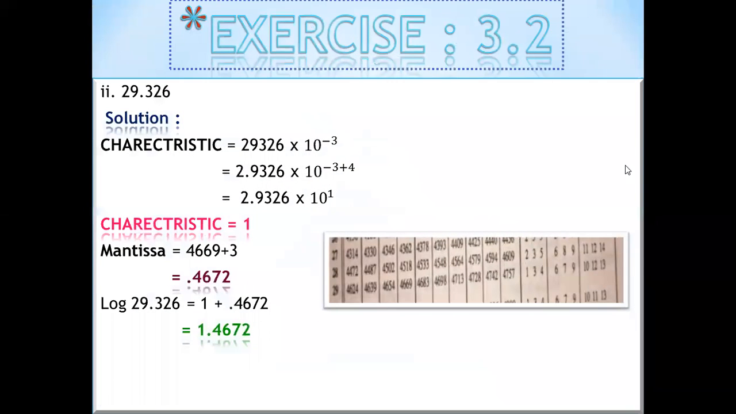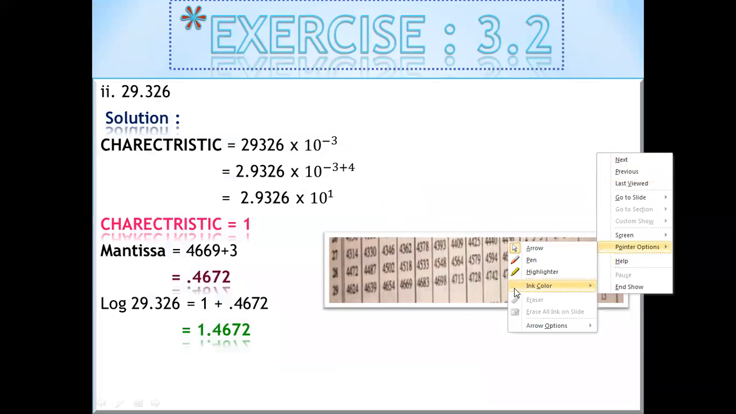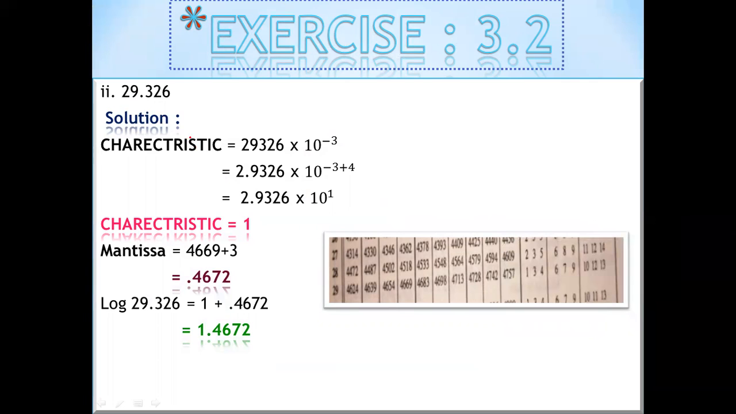Now come to the next question. This is 29.326. Again you convert it into scientific notation. After the simplification we see that the power of 10 is 1, and in this question the characteristic is 1. Again the same procedure we will adopt to find the mantissa. The number is 29. You check 29 in the column of 3, because we have 3 after 29: 0, 1, 2, 3. What is the number? 4669.